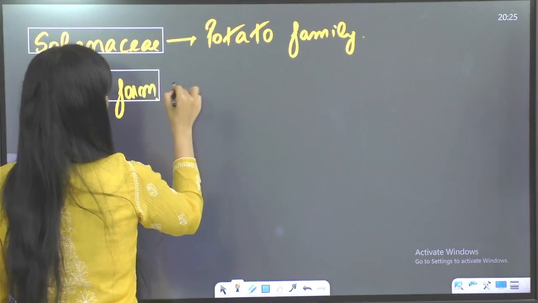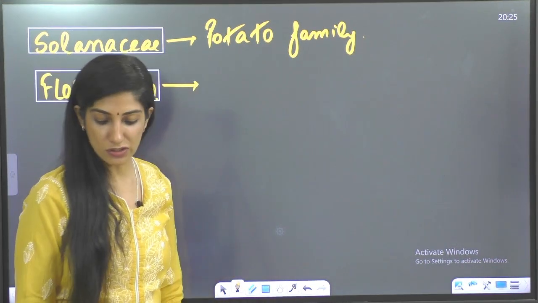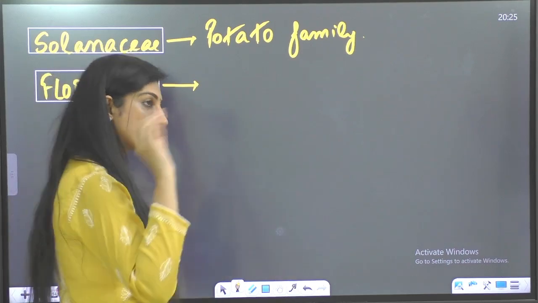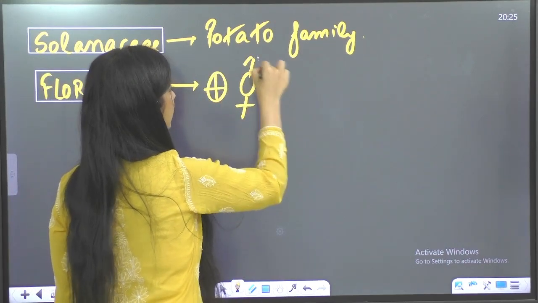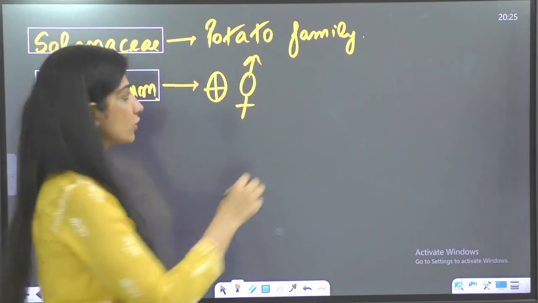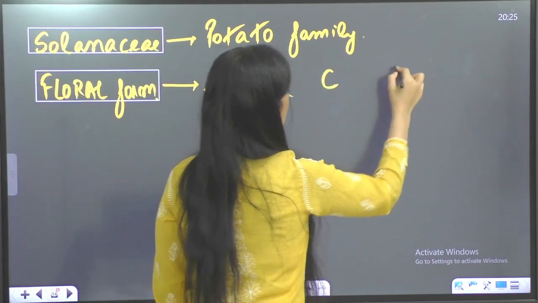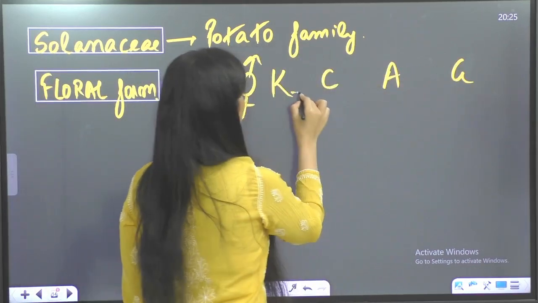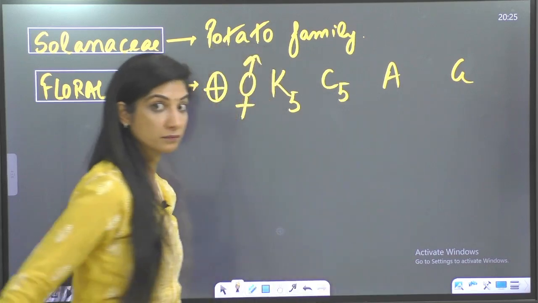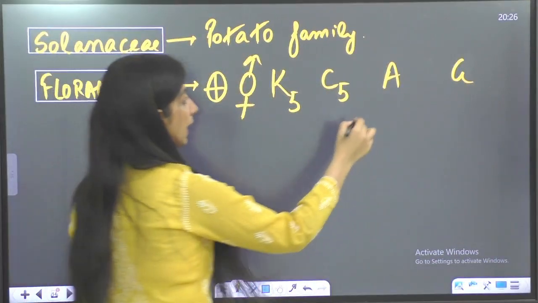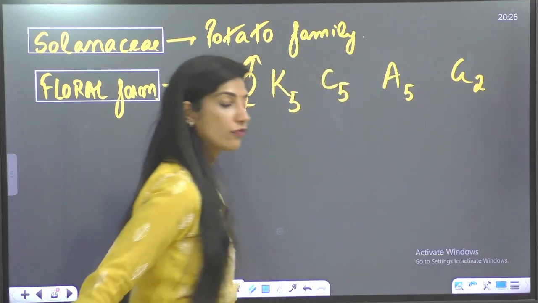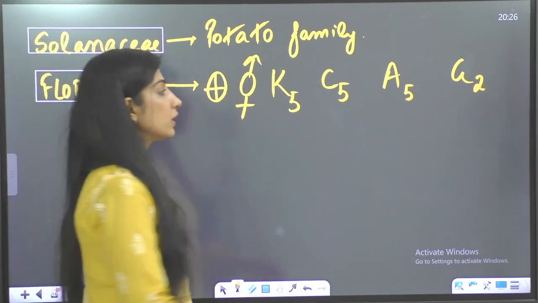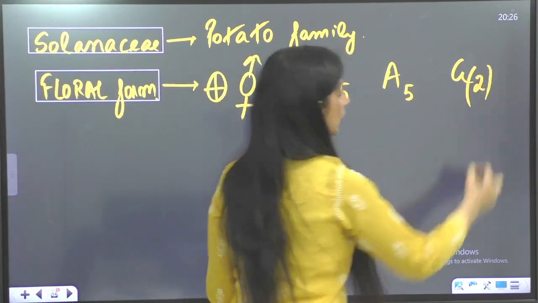Tell me in the chat box, fast means fast. What is the diagnostic feature? Again, remember pentamery. Bisexuality is a given. You cannot change it. So K, C, A, G, pentamery. But gynoecium will never follow the rule of isomery. They are 2 in number, bicarpellary condition.